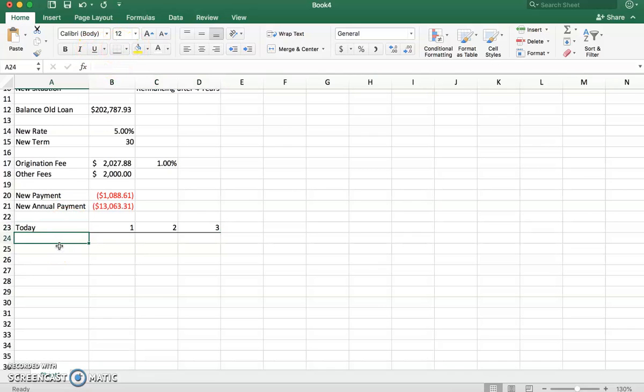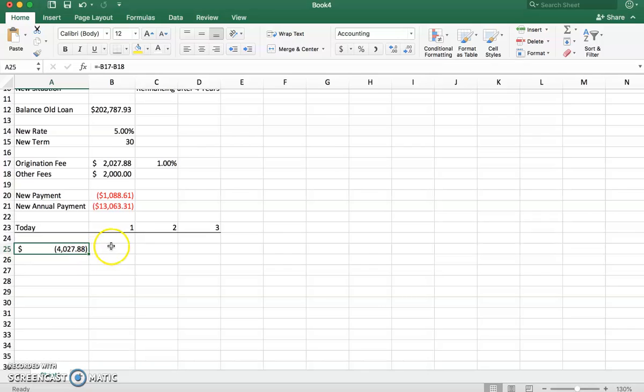All right. So the cost is going to be our fees. I'm going to do equals negative our origination, or either one, yeah, negative fees minus our other fees. All right, so you can see we start with $4,027.88.